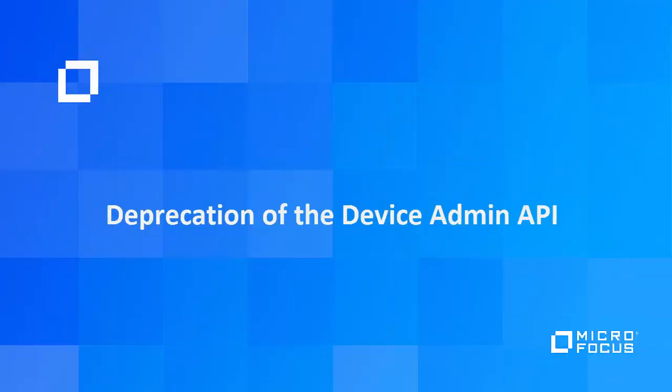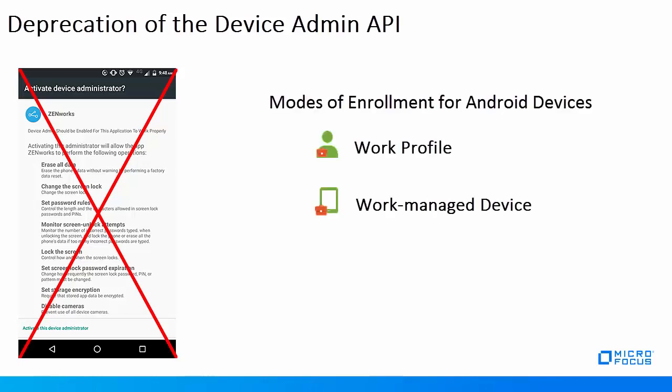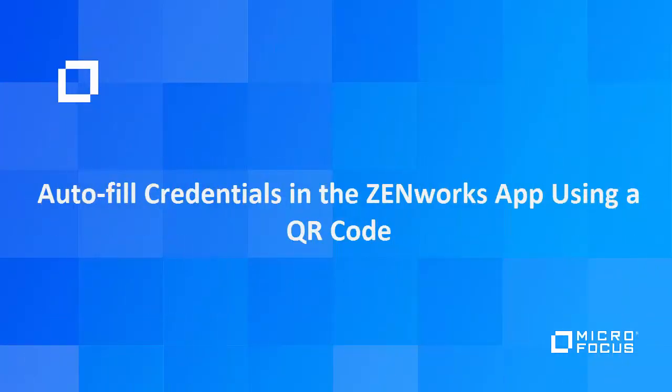Deprecation of the Device Admin API. With this release, ZENworks has stopped support for the basic mode of enrollment that uses the Device Admin API for Android devices. This comes after Google's announcement to deprecate the Device Admin API from the Android P release. ZENworks will now support only two ways of enrollment for Android devices, the Work Profile mode and the Work Managed Device mode.